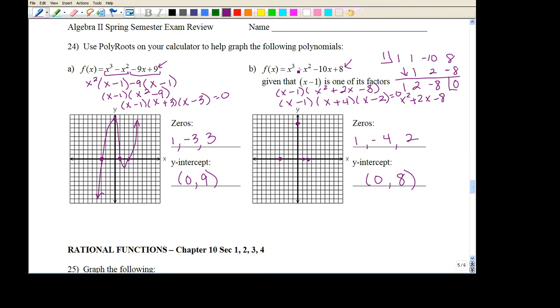Plot that point. Okay, so again, this one is positive, so that means the right side would go up. If it were negative, the right side would go down. The degree is odd, so the left side will do the opposite. If it had been even, the left side would have done the same thing as the right side. And then we just go through the points and connect them. And there's your graph.